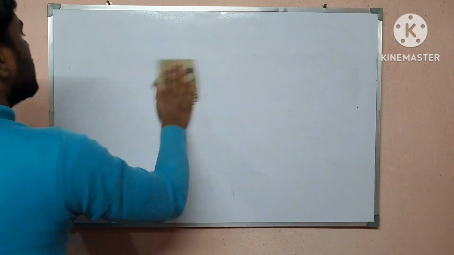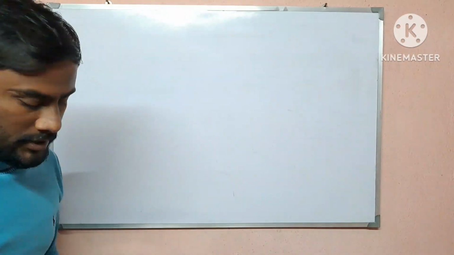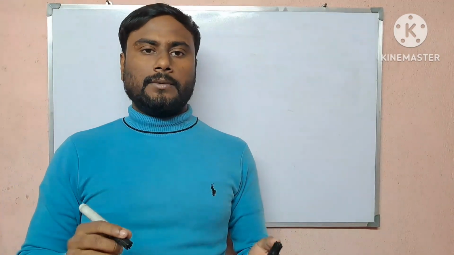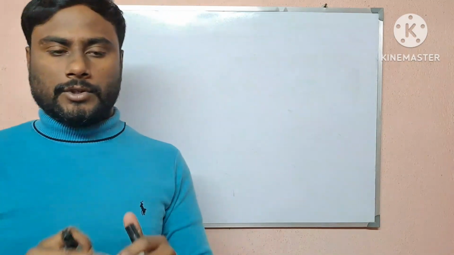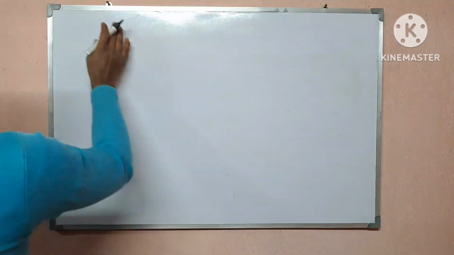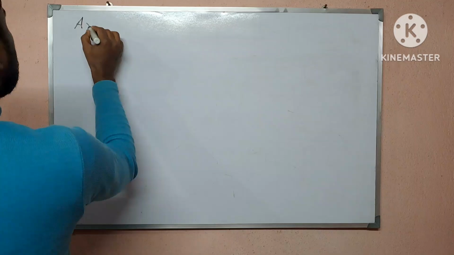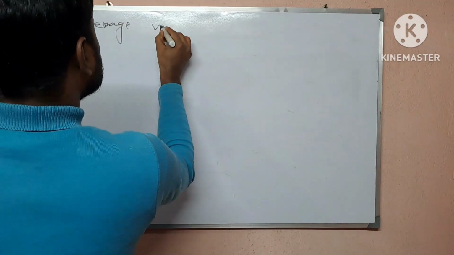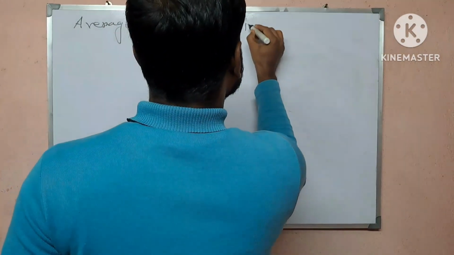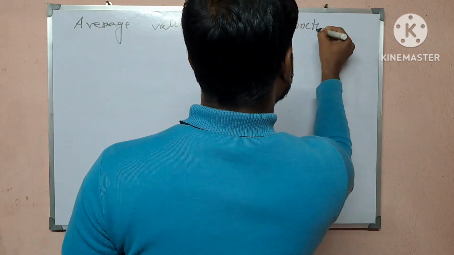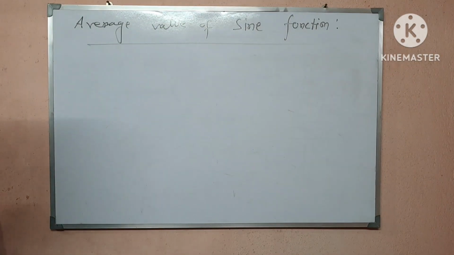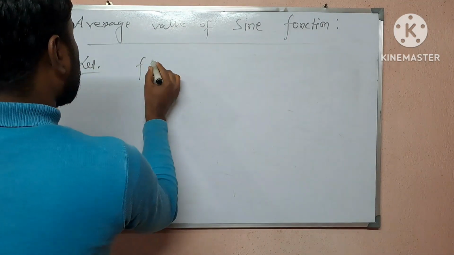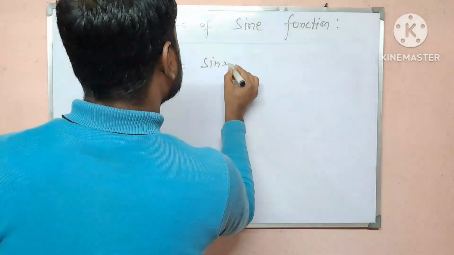Let us see the average value of the sine function. We all know half cycle means 0 to pi and full cycle means 0 to 2 pi. I think we all knew that 0 to 2 pi means full cycle and 0 to pi means half cycle. So first we will calculate the average value of the sine function. How will we calculate it? Let us see. Let f of x equal sine x.